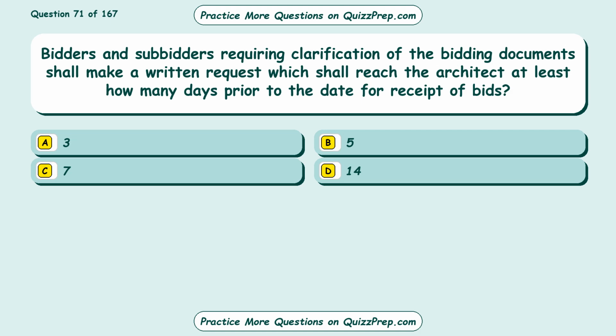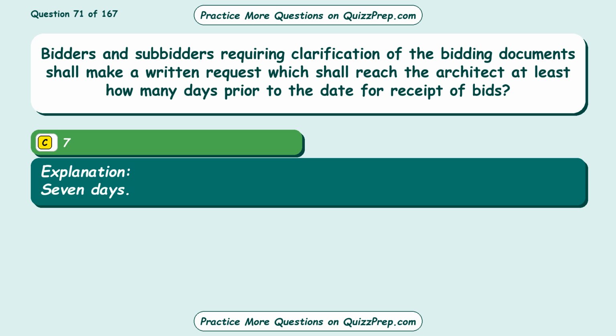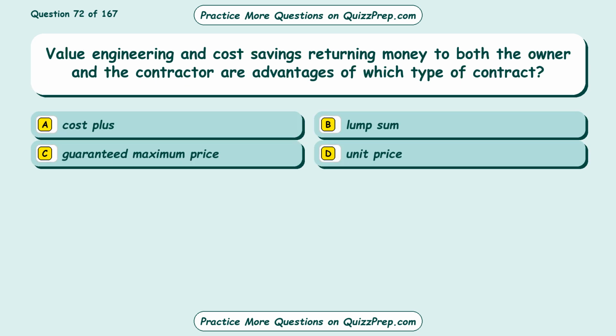Question 71. Bidders and subbidders requiring clarification of the bidding documents shall make a written request which shall reach the architect at least how many days prior to the date for receipt of bids? Option A, 3. Option B, 5. Option C, 7. Option D, 14. The correct answer is option C, 7. 7 days.